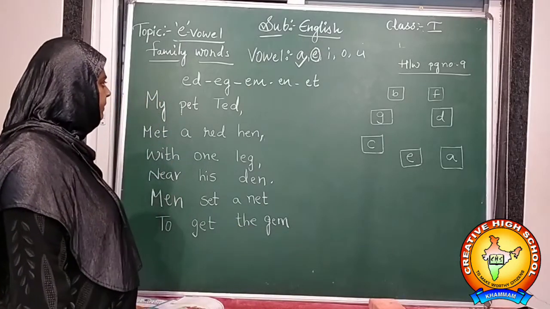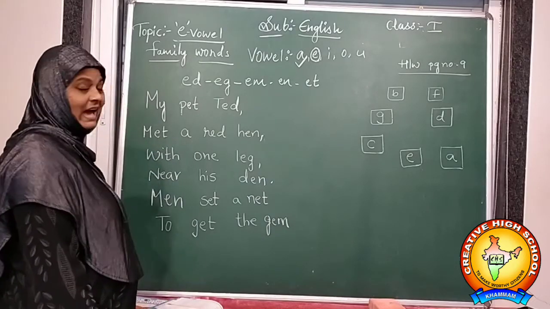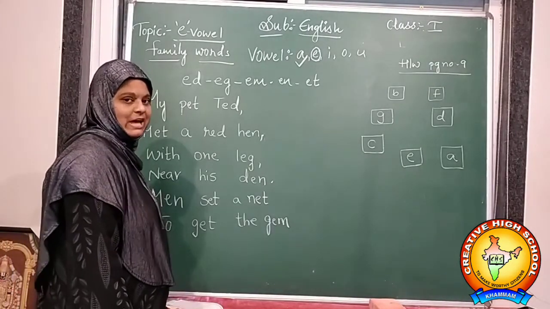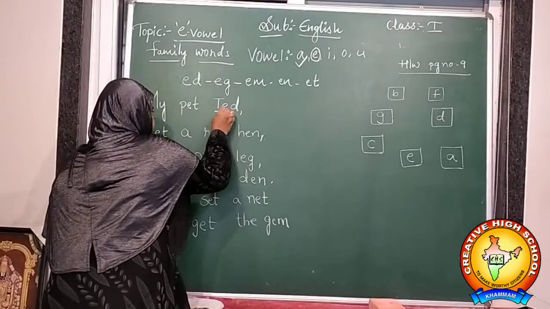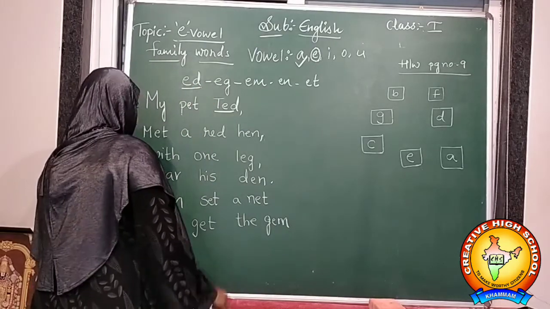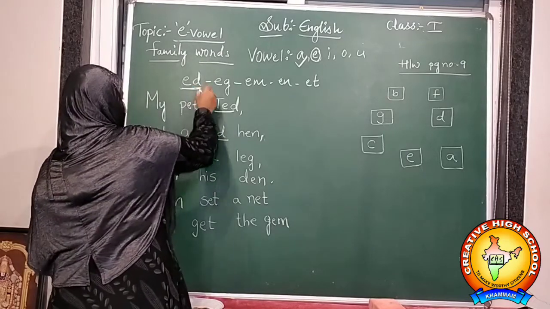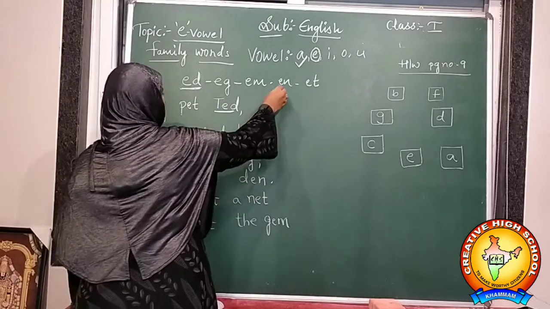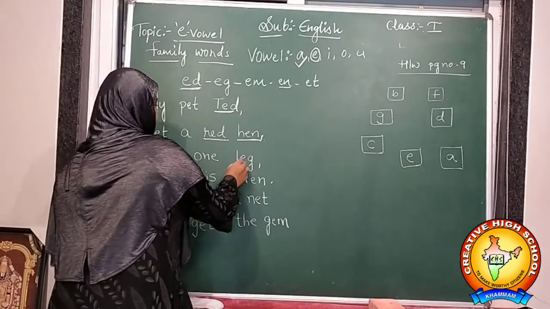This is the poem. In this we have to know the words that have the E vowel family sound. So Ted, we got ED. And red, also we got ED. And egg. And we got hen, we got EN. And leg.